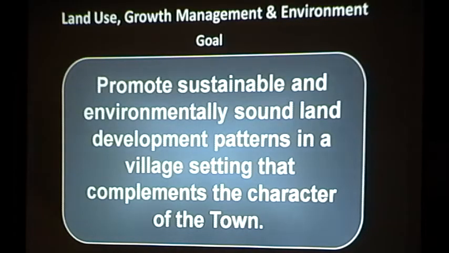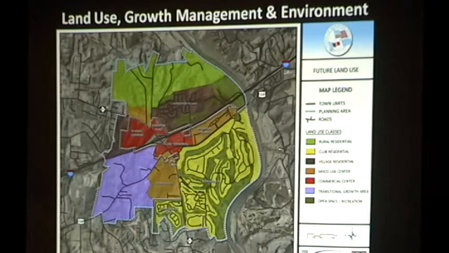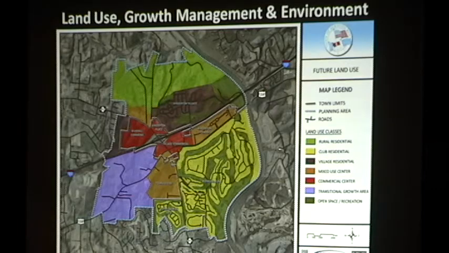And then there's the land use, growth management, and environment goal. That goal is to promote sustainable and environmentally sound land development patterns in a village setting that complements the character of the town. As I mentioned before, we looked at the existing land use when we were looking at the background information, and we also looked at existing zoning and development patterns.